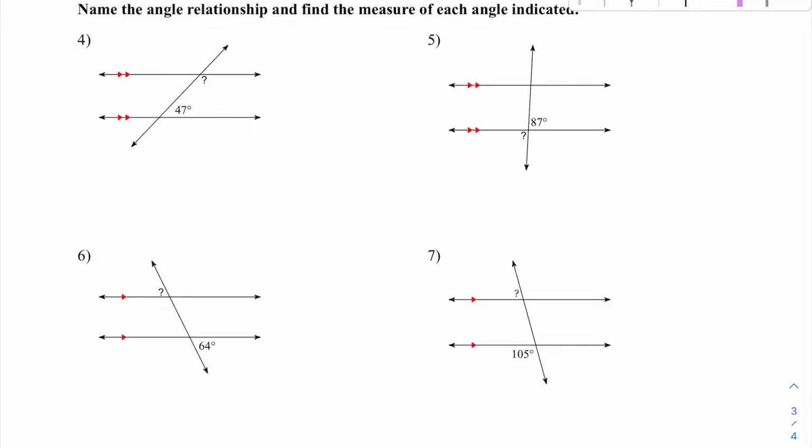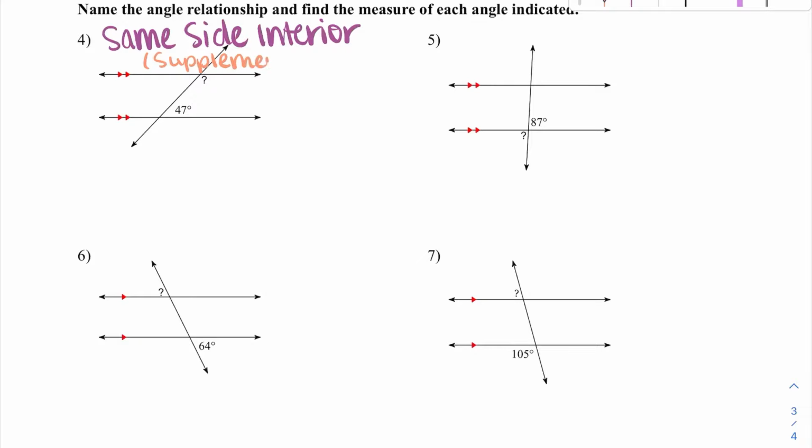For angle 47 degrees and question mark, I notice that they are on the same side of the transversal. They're both on the right side, and they're both inside the parallel lines. So since they're both on the same side and they're both inside, these are same side or consecutive interior angles.